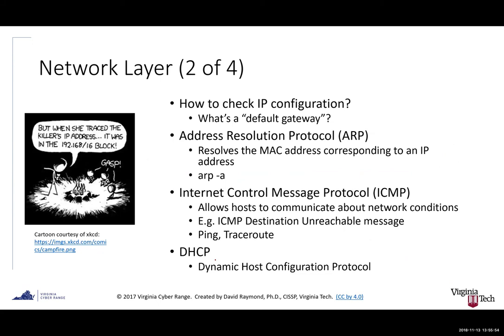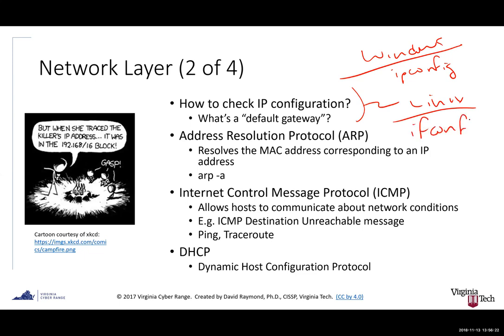Some more information about the network layer. We're gonna take a look at checking our IP configuration. Probably won't get to it today. We'll get to it next time. But on Windows, you use a command line command called ipconfig, or on Linux, you use ifconfig. Why is it different? Just because it has to be different. No good reason why it's different. It just is.